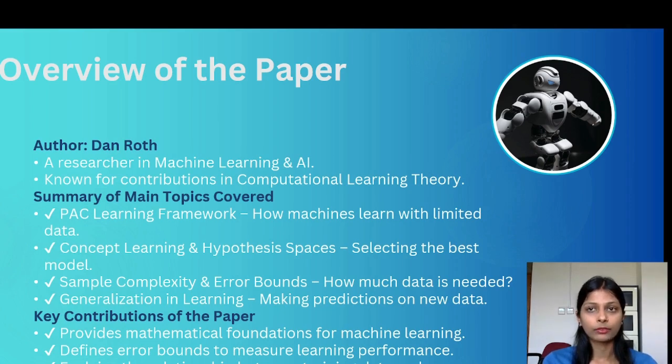Let's see the summary of the topics we have covered. How machines learn with limited data. Concept learning and hypothesis space: it selects the best model. Sample complexity and error bound: how much data is needed. Generalization in learning: making predictions on new data. Key contributions of the paper: it provides mathematical foundations of machine learning, then defines error bound to measure learning performance. It explains the relationship between training data and accuracy.